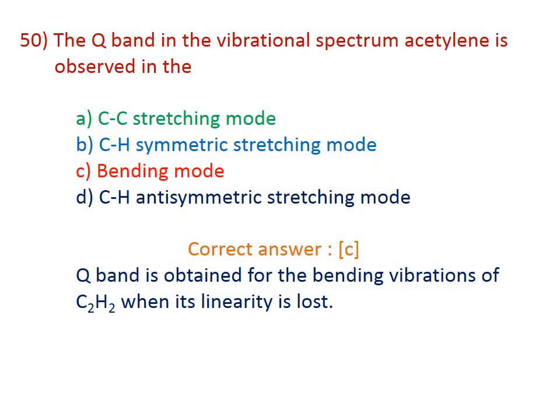Question number 50. The Q band in the vibrational spectrum of acetylene is observed in A, CC stretching mode, B, CH symmetric stretching mode, C, bending mode, D, CH anti-symmetric stretching mode. The correct answer is C. The Q band is obtained for the bending vibration of C2H2 when its linearity is lost. Therefore, the correct answer for this question is C.